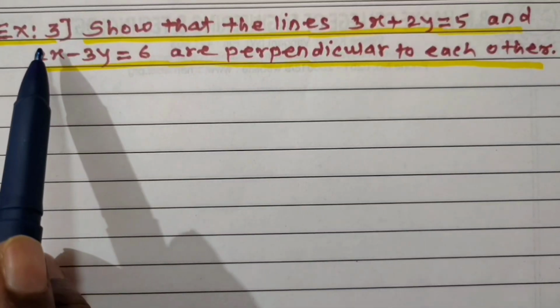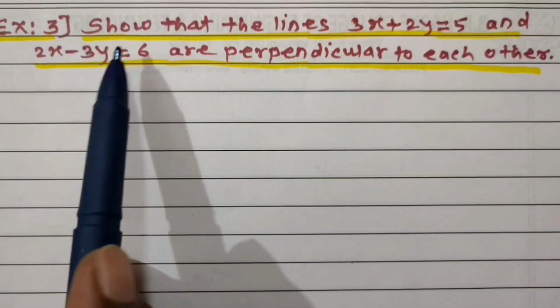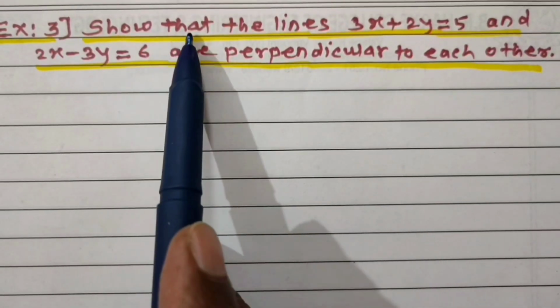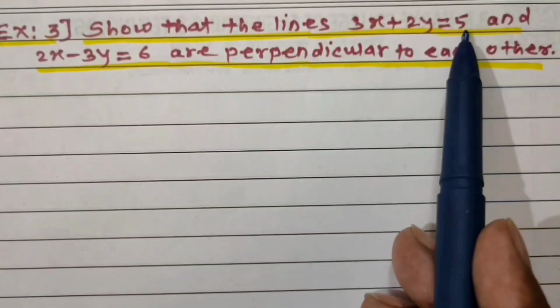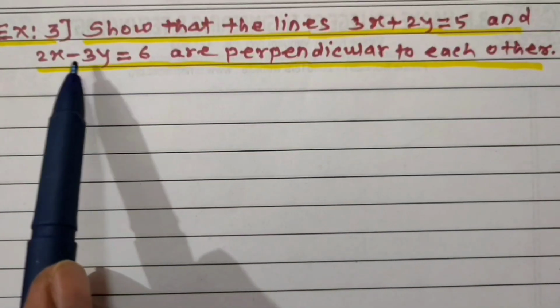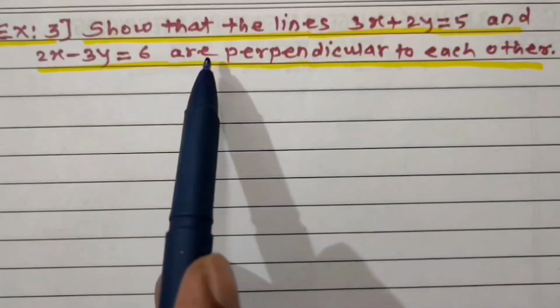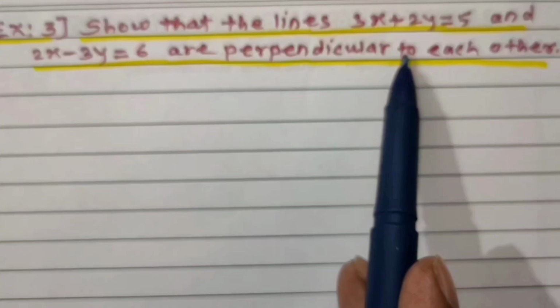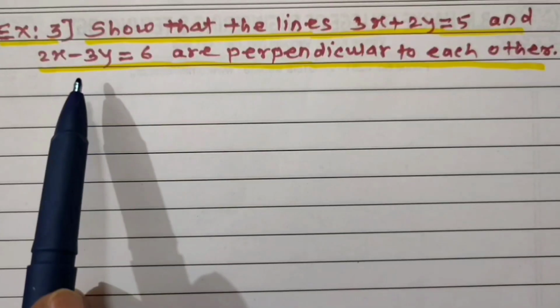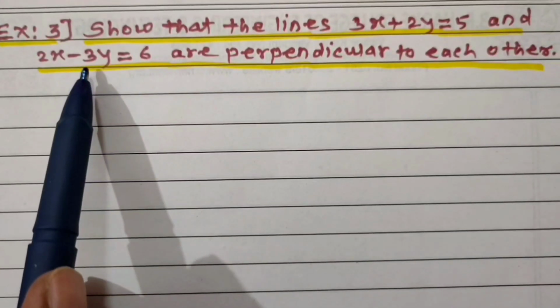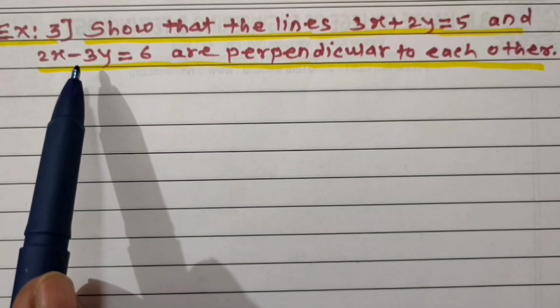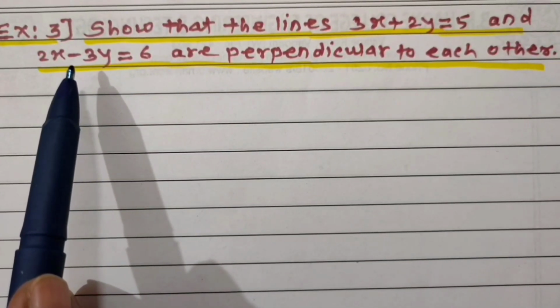Let us solve example number 3. Show that the lines 3x + 2y = 5 and 2x - 3y = 6 are perpendicular to each other. In this case, we have to find the slope of this line and the slope of this line and apply the condition of perpendicular lines.